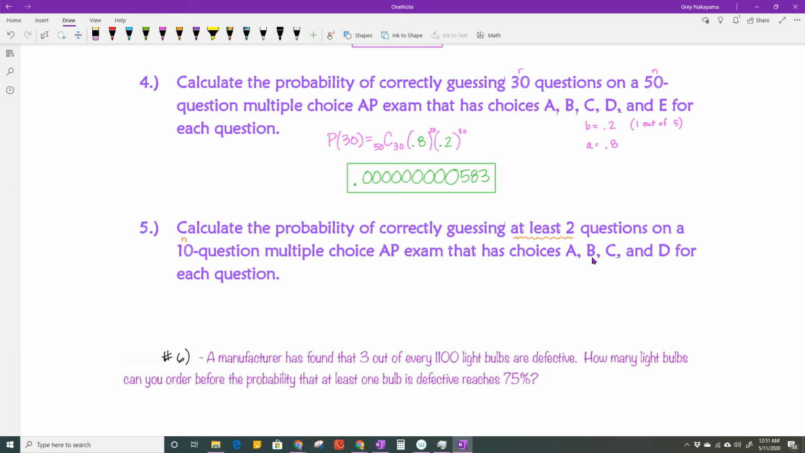So this is an example where it's easier to figure out the complement of it. So at least 2 means 2, 3, 4, 5, 6, 7, 8, 9, or 10. It's easier to go figure out the probability of 0 and 1 and subtract that from the whole thing. So at least 2 is the same as 1 minus the probability of at most 1, which I just said was the probability of 0 and the probability of 1 together. So I'm going to go find the probability of 0 and the probability of 1.